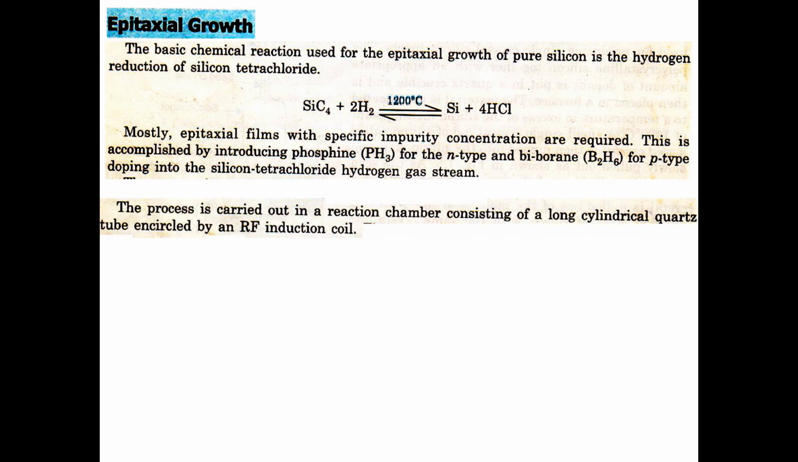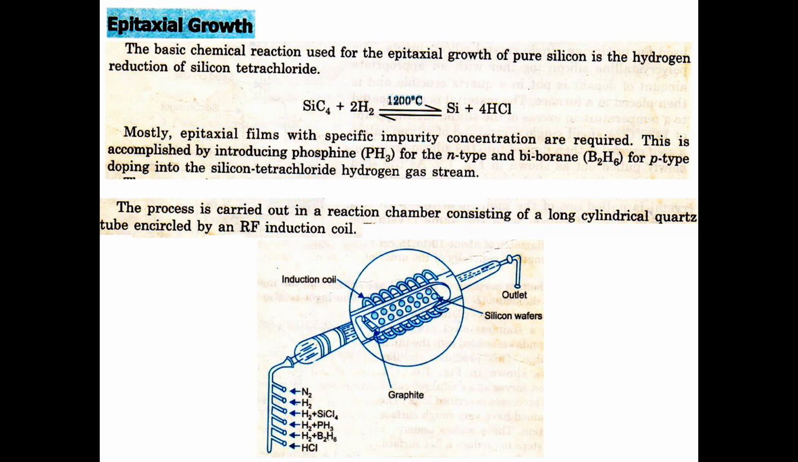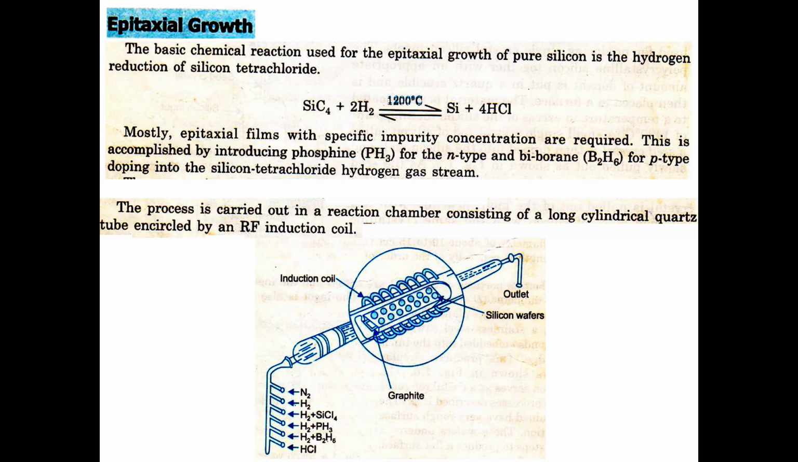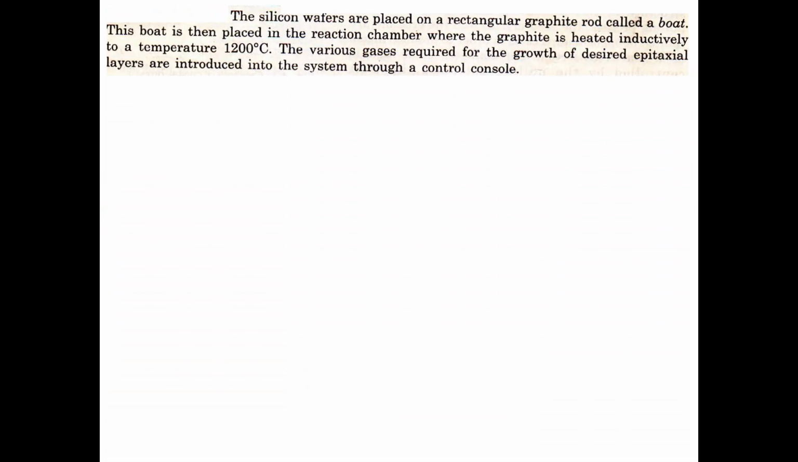gas stream. The process is carried out in a reaction chamber consisting of a long crystal quartz tube encircled by a radio frequency induction coil. The silicon wafers are placed on a rectangular graphite rod called a boat. This boat is then placed in the reaction chamber, where the graphite is heated inductively to a temperature of 1200 degrees centigrade. The various gases required for the growth of the desired epitaxial layers are introduced into the system through a control console.